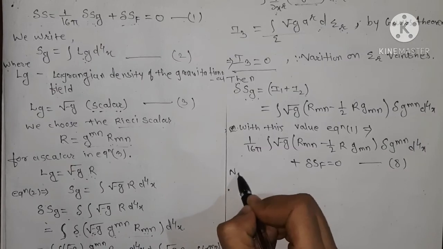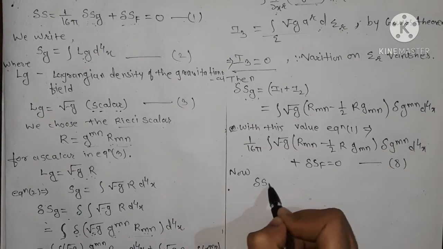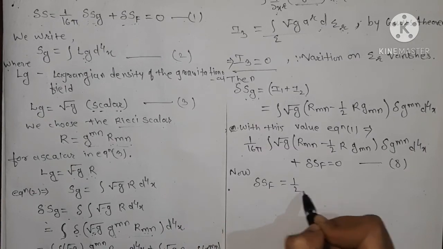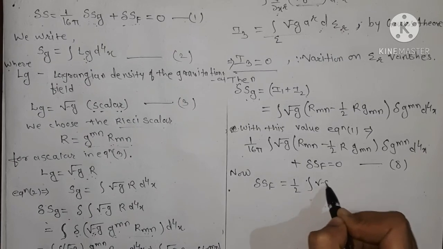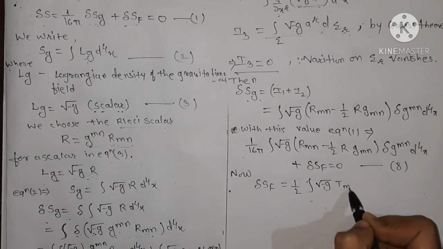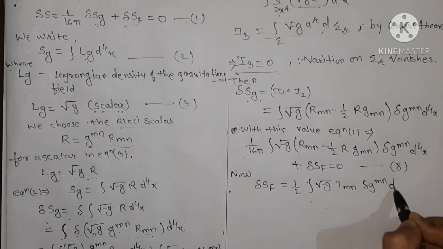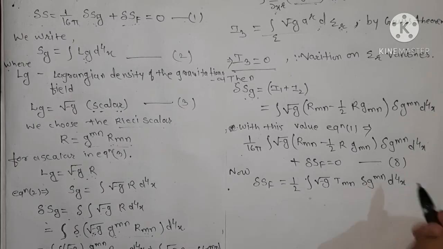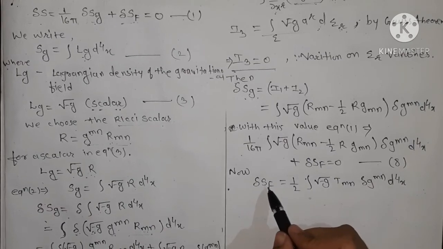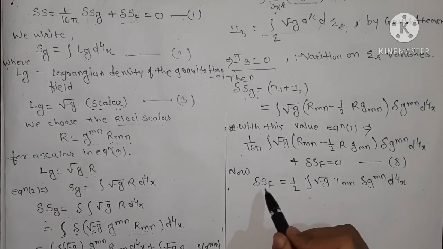Now δS_f is equal to 1 upon 2, the integral over under root of minus g, T_{mn} δ of g^{mn} d^4x. We have not seen this.